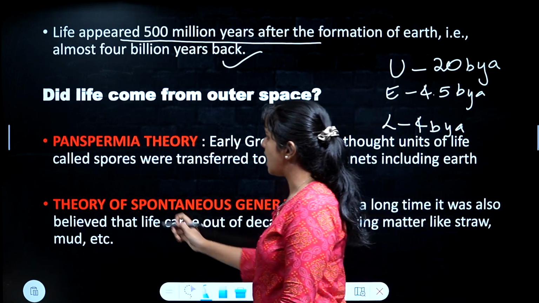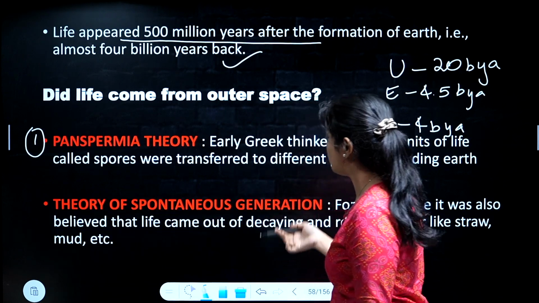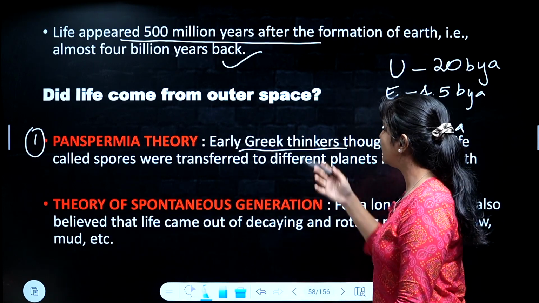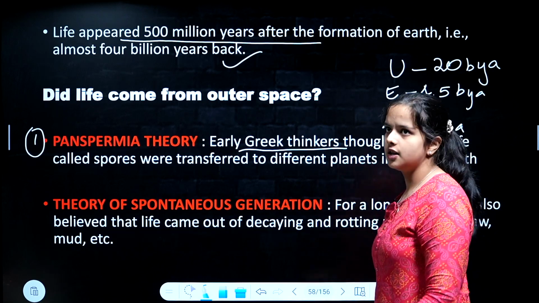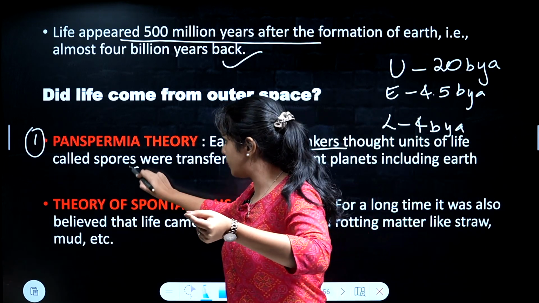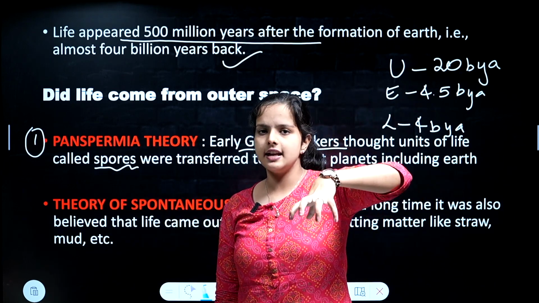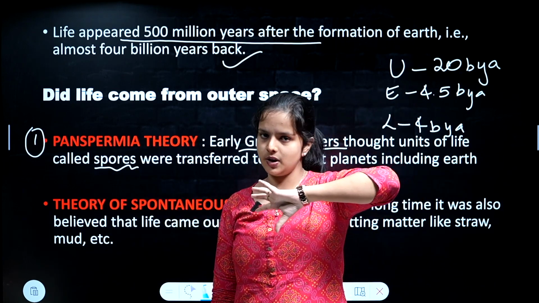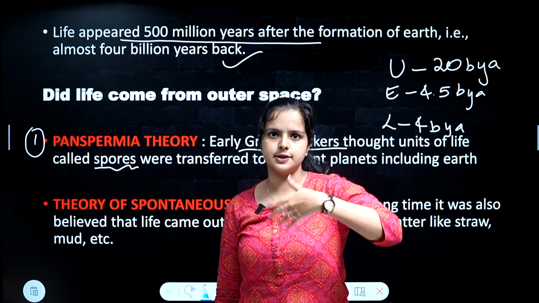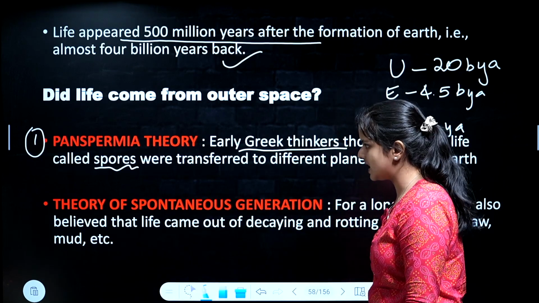The first theory that you have is the panspermia theory. According to the panspermia theory, which was mainly believed by Greek thinkers at the early stage, there were some units that contained life, which they called spores, and these spores were transferred into different planets from outer space, and Earth was one of those planets. So according to the panspermia theory, some units of life called spores were transferred to our planet from outer space. That's what they believed. It's known as the panspermia theory.